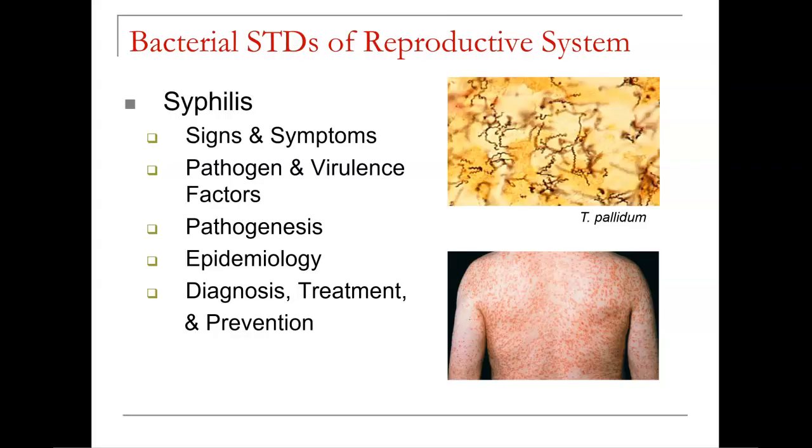The pathogen here is going to be Treponema pallidum. It's going to have virulence factors that we are not yet able to identify. It's very difficult. Pathogenesis, primary syphilis. You're going to look at the cankers and where they form at the site of infection, which is going to fill with serum of that infection.